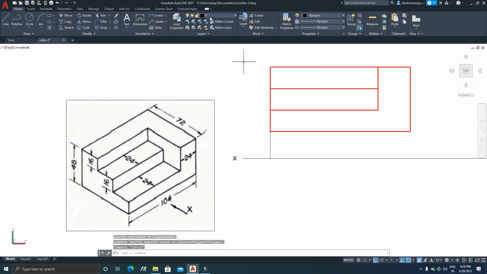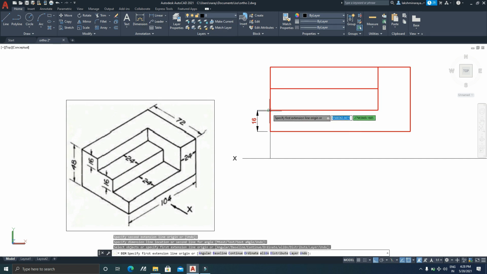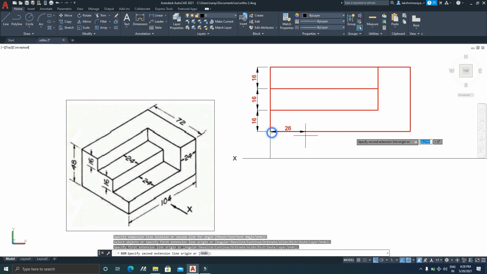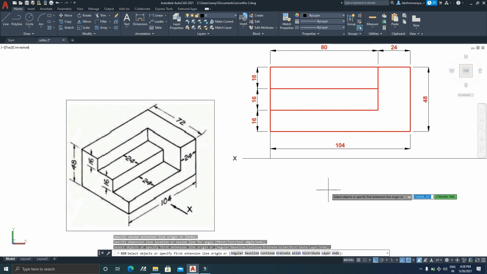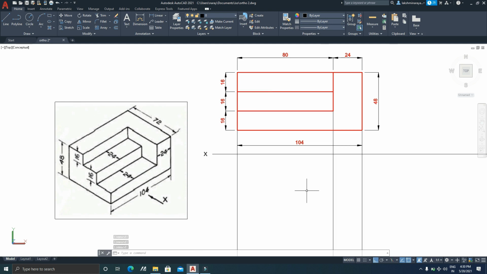Let us check the dimensions. So this is front view. Let us start top view. Before going to start top view, draw vertical projectors from each and every point in the front view. After drawing vertical projectors from each and every point in the front view, let's start the top view.